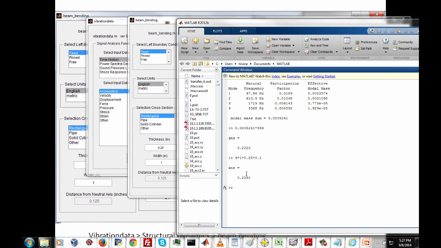So the actual total mass is 0.225 lbm. By including 4 modes, we get 0.2023 lbm. So it looks like we have about 90% of the modal mass with 4 modes. So that's saying we're good to go with 4 modes.